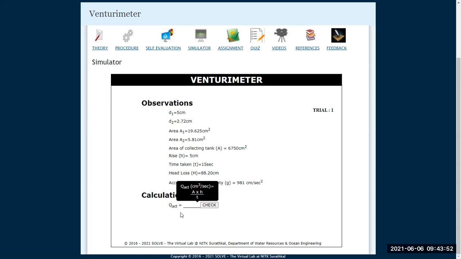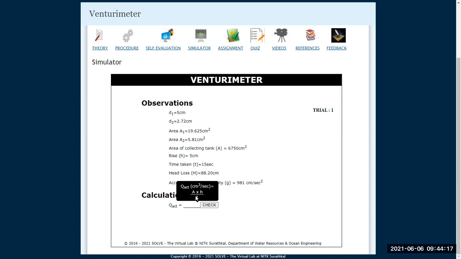The calculation is, you have to calculate the actual discharge and the theoretical discharge. Then CD is the ratio of actual to theoretical discharge. If you see here, it will show the formula. Actual discharge is A into h by T, where capital A is the area of the collecting tank, small h is the rise of 5 centimeter, and T is the time taken.